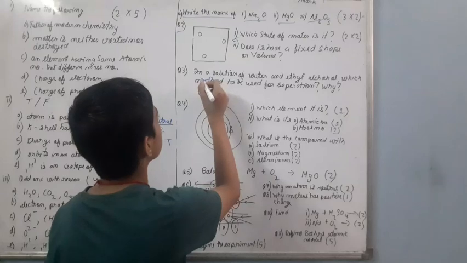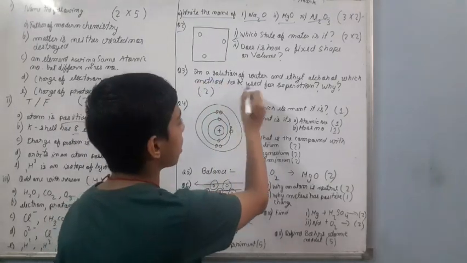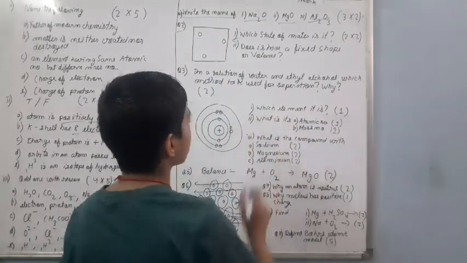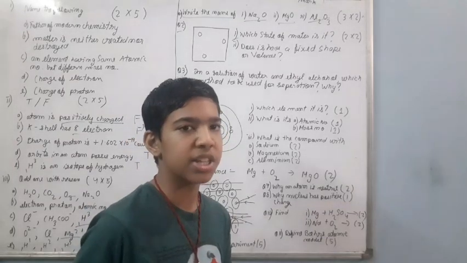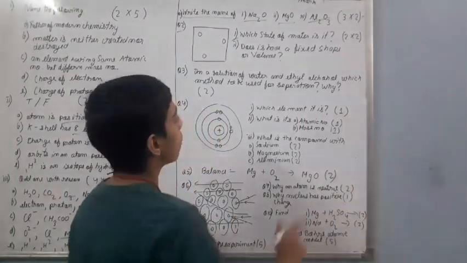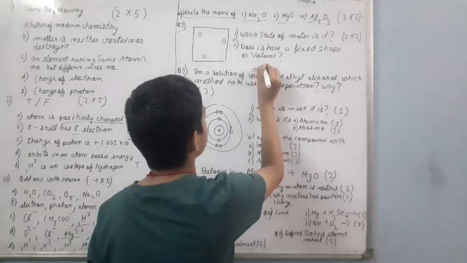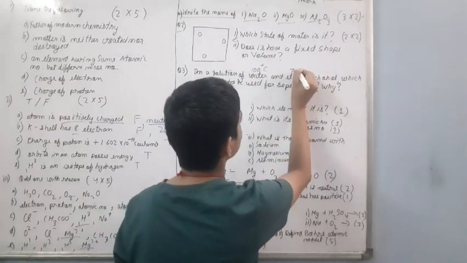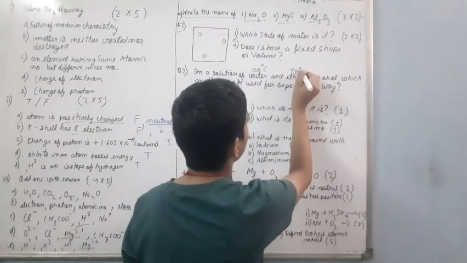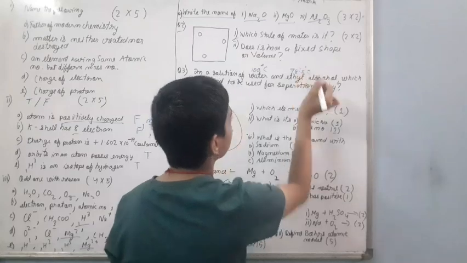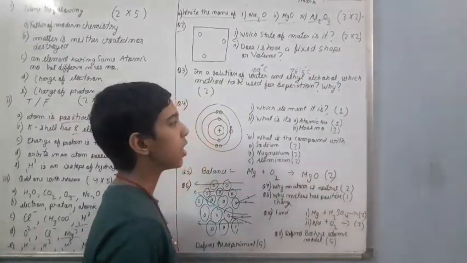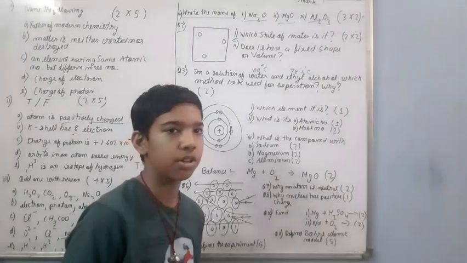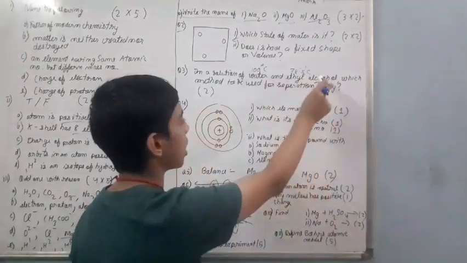Then we have question number 3. In a solution of water and ethyl alcohol, which method is used for separation? Why? We know that water and ethyl alcohol form a miscible mixture, but water has a boiling point of 100 degrees Celsius and ethyl alcohol has nearly 78.5 degrees Celsius. So, if the boiling points are different, then we can use the process of distillation. Why? Because their boiling points are different.